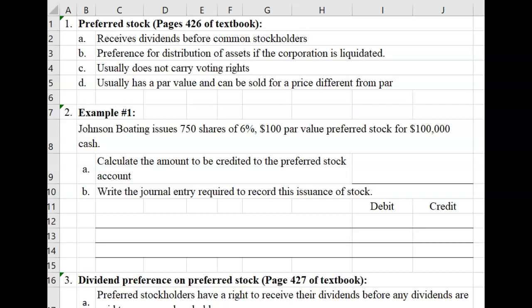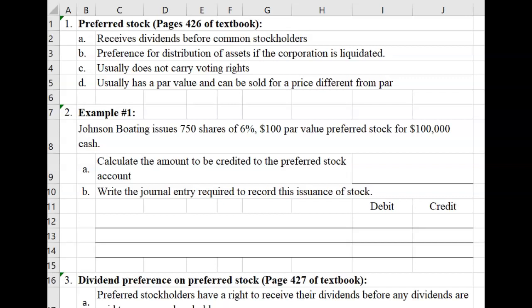Preferred stock receives a preference with respect to dividends before any common shareholders get their dividends. Preferred stock also has a preference for distribution of assets if the corporation is liquidated. Preferred stock usually does not carry voting rights, and it usually has a par value and can be sold for a price different from the par value.